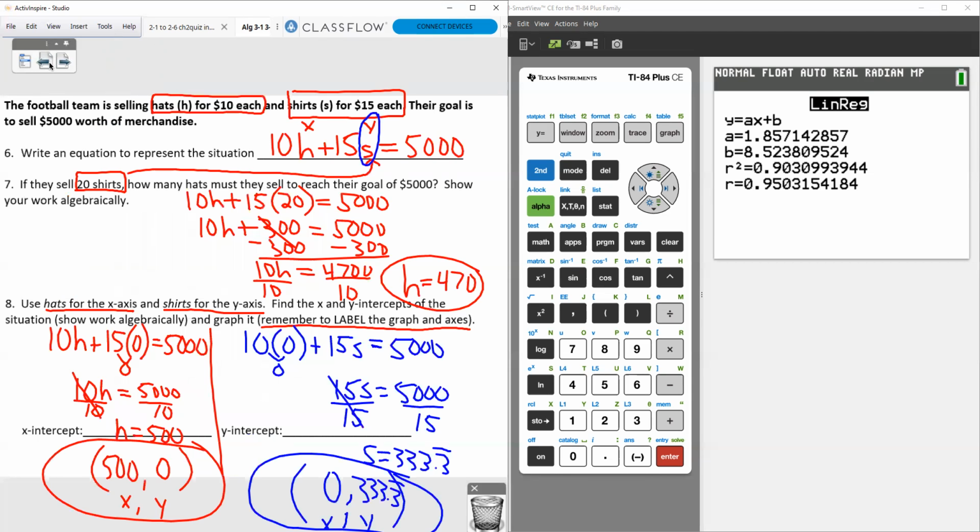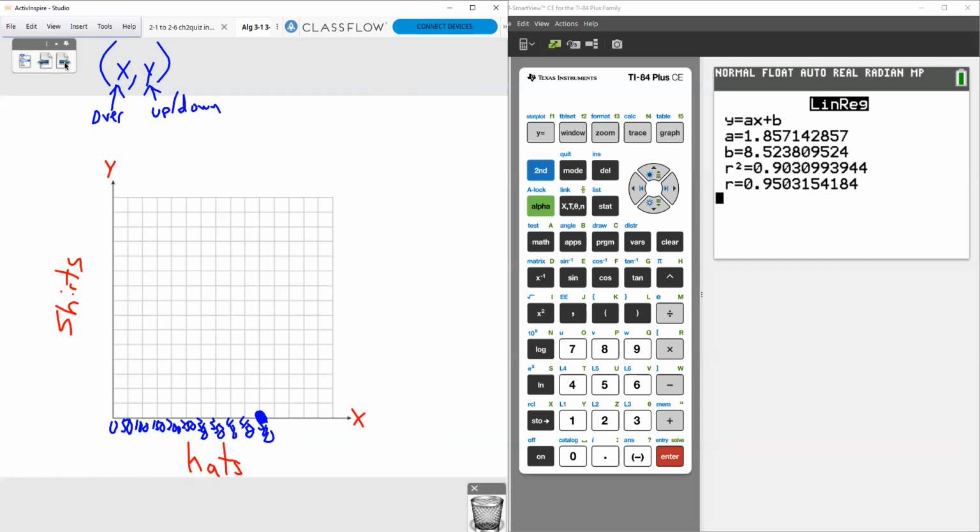For the other point, I have 0, comma, 333.3 repeating. So what would be a good thing to count by? I wouldn't want to count by 100s because then my graph is going to be really tiny. It wouldn't be wrong, but it's going to be a really tiny graph. So again, I'm going to count by 50s going up along the side. It doesn't matter what you count by as long as you are consistent and it fits. Remember, you can't make your graph bigger. You can't extend your graph. So 0, comma, 333.3 repeating is going to be right about here.